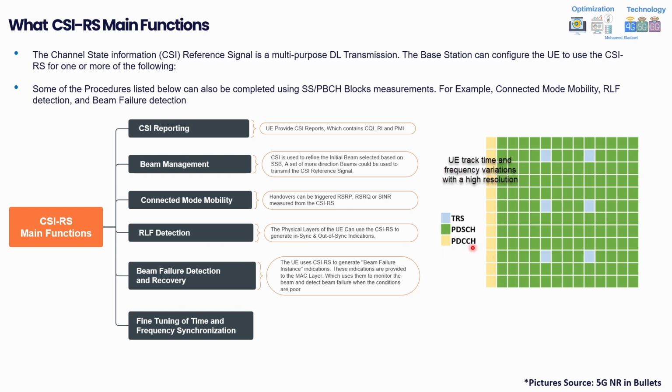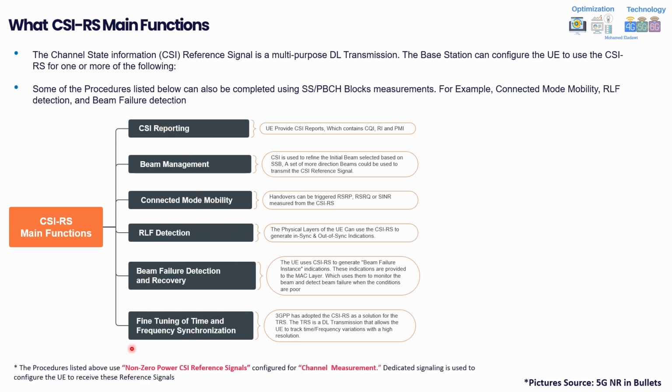That's why this TRS is also using the CSI-RS, adapted by 3GPP as a solution for time tracking and frequency variation and so on. So these are the main functions of the CSI-RS, which are very important. But the most commonly used one is the CSI reporting, which is the channel state information.